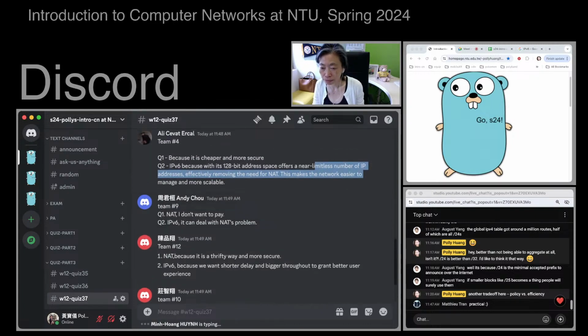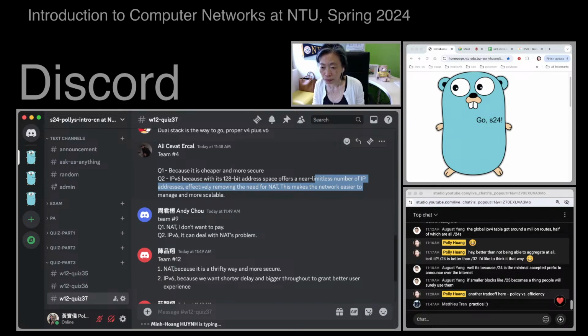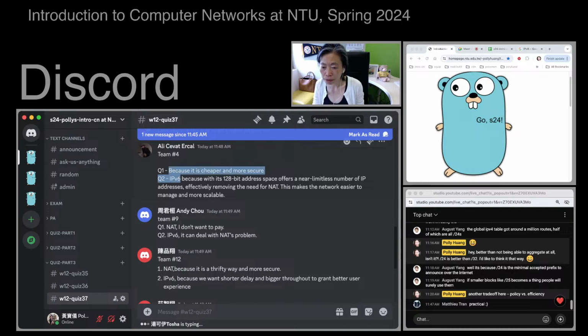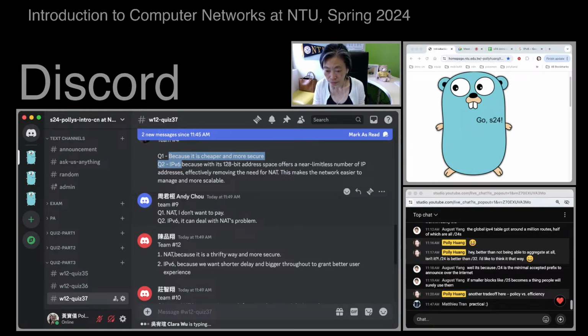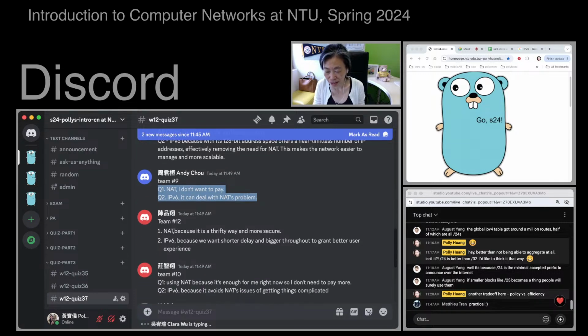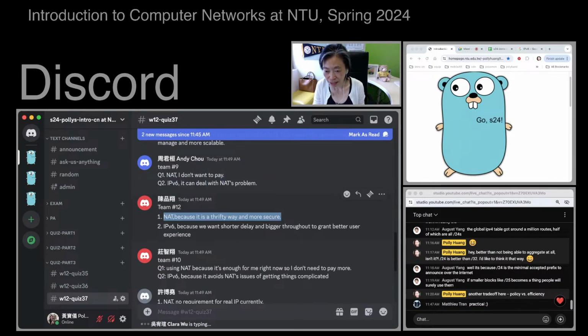Okay, good. Yeah, so I think Ali, very practical. You are a very practical person because you're thinking that with IPv6, there's no need of NAT, and you get the same thing. So as practical as your answer for Q1. Okay, NAT can pay more. I'm sensing that for the rest of the teams, Q1 will be NAT, Q2 will be IPv6.